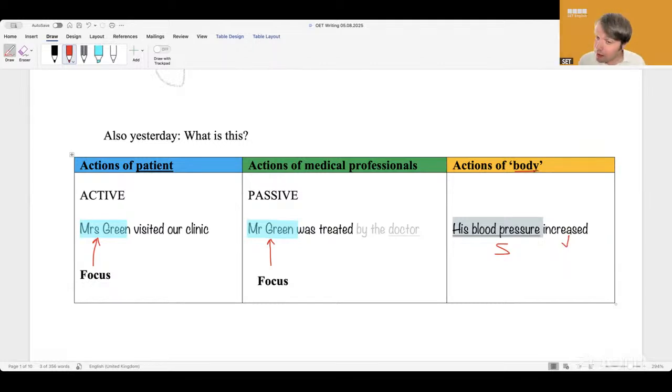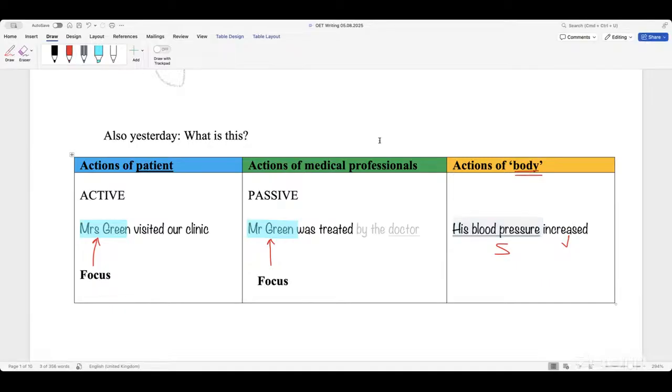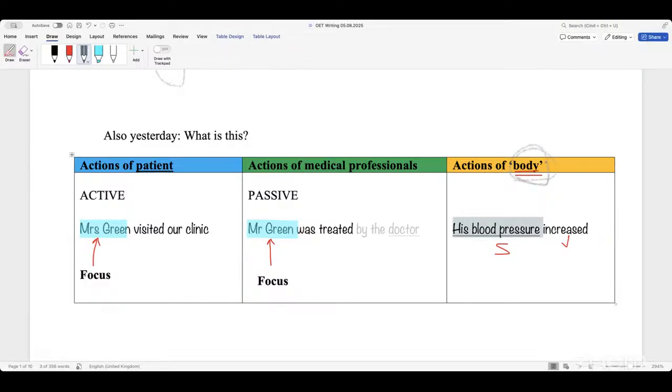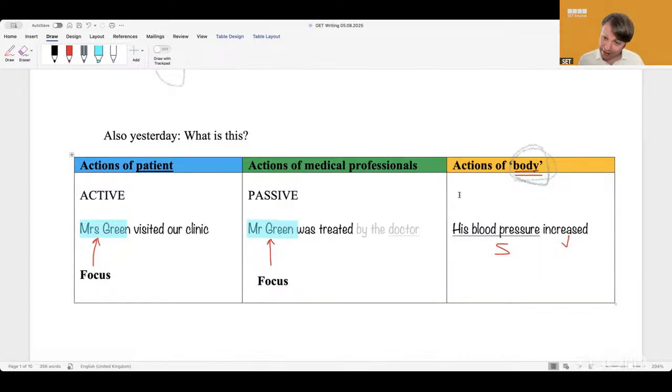I know what you mean, but what did I say yesterday, guys? It might be as a result of a drug or medication the patient takes. It might be, but we are talking about the actions of the body. Okay. Now, you're right. It could be that the drug is doing this. I think that's a very good point. We talked about that yesterday.